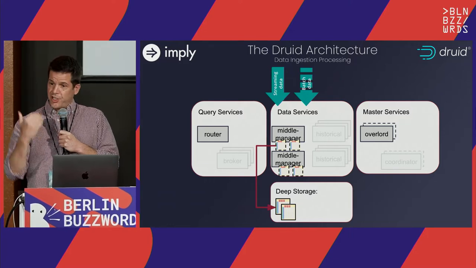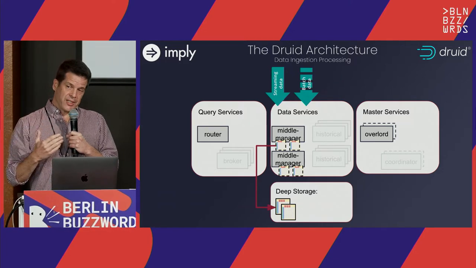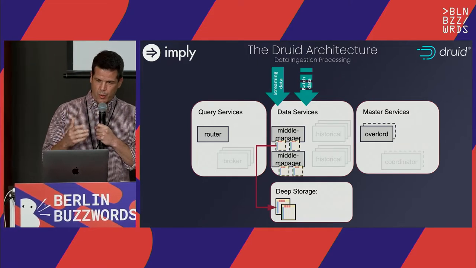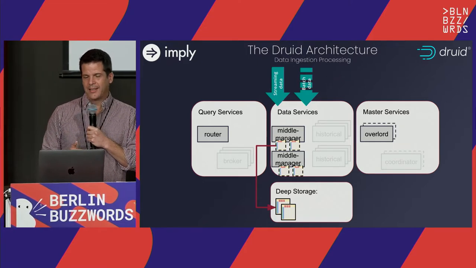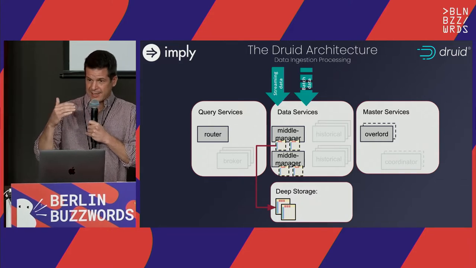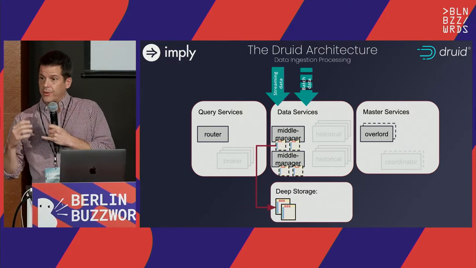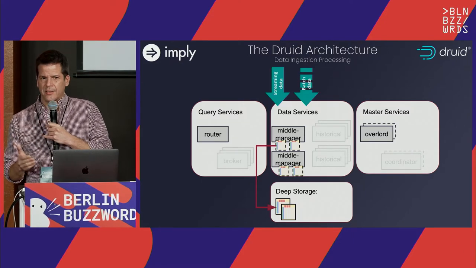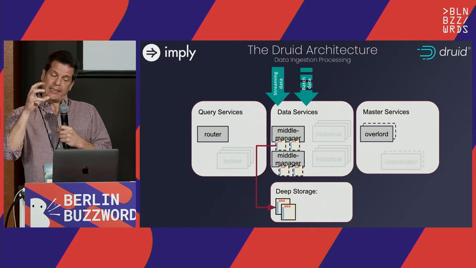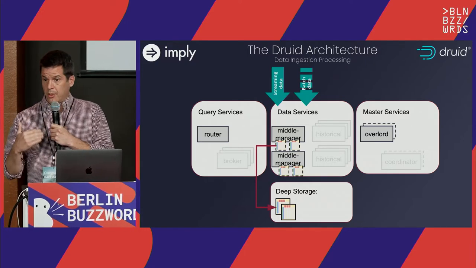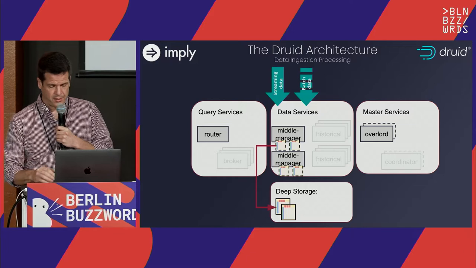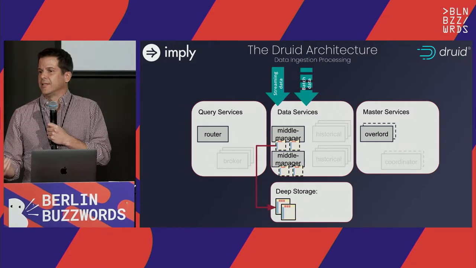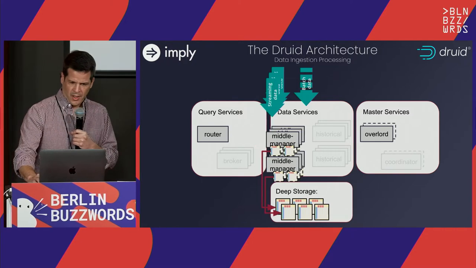So the middle managers ingest the data. If it's real time, if it's streaming data, it keeps it in memory, and we'll go a little bit into why that's important when we get to the query side. And it builds these segment files. These are immutable files that, once they're built, are a columnar structure that's pre-indexed for all of the dimensions, and it pushes them into deep storage for long-term persistence. In the batch case, it also does the same thing, except that it's not keeping the data in memory.